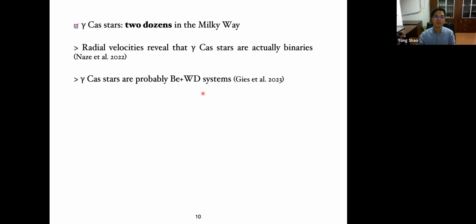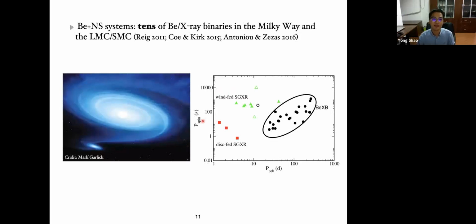Okay, for B plus neutron star systems, they are also known as B X-ray binaries. The neutron star is capturing the stellar wind of the B star and emitting X-rays. In the Milky Way, tens of B X-ray binaries have been detected, and also tens of such B X-ray binaries are known in the Magellanic Clouds.